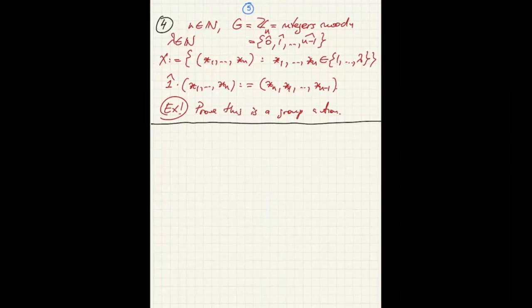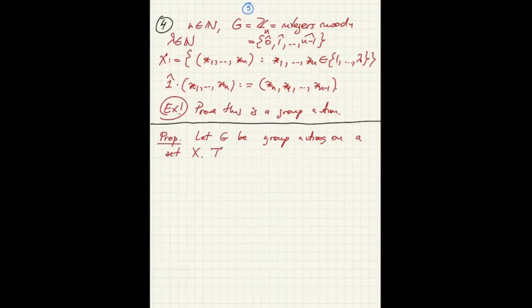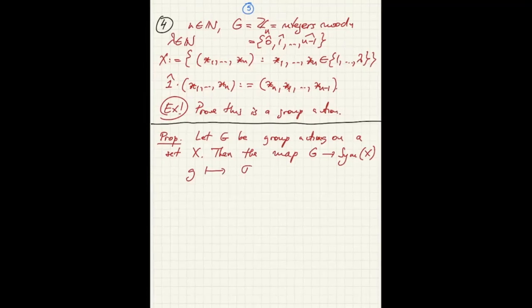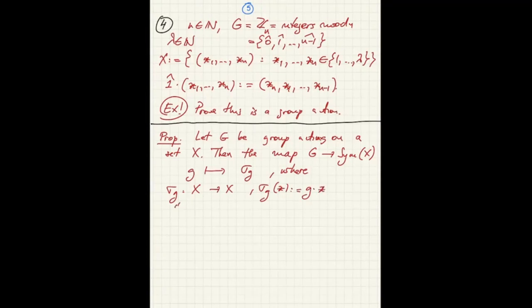Now, the first one is a bit of a theoretical result. So let's say let G be a group acting on a set X. Then the map from G to the set of permutations Sym(X) of X, which is a group with function composition, defined by g maps into sigma of g, which I'll define in a second, where sigma of g is the function from X to X defined as sigma of g of x is defined as g acting on x, is a group homomorphism.